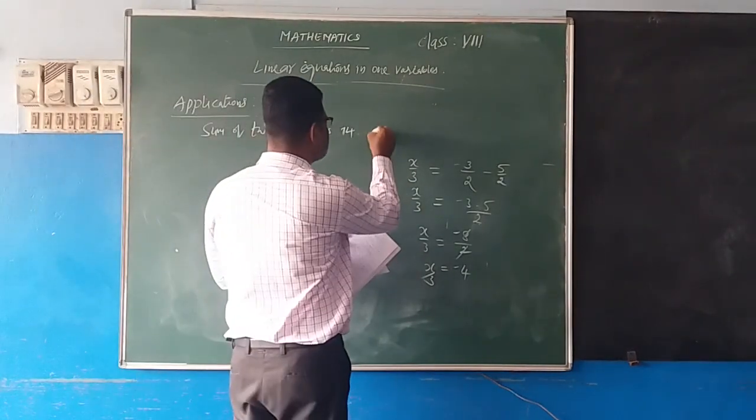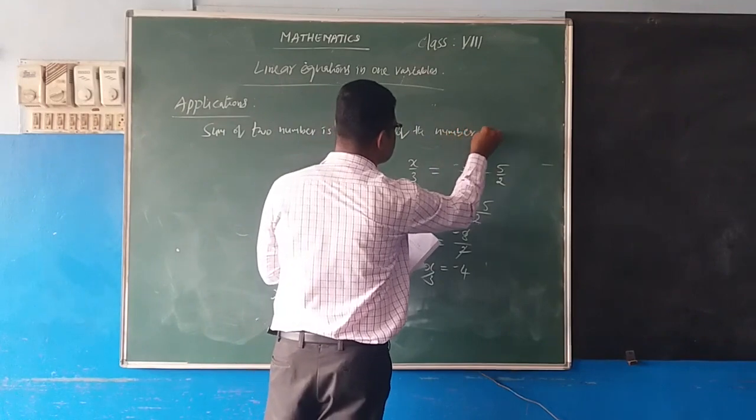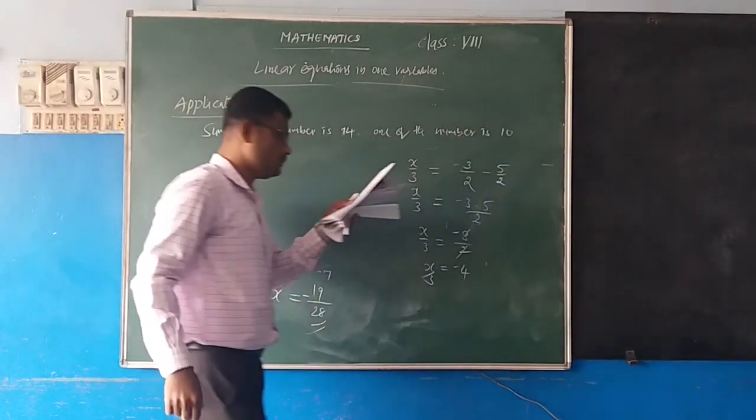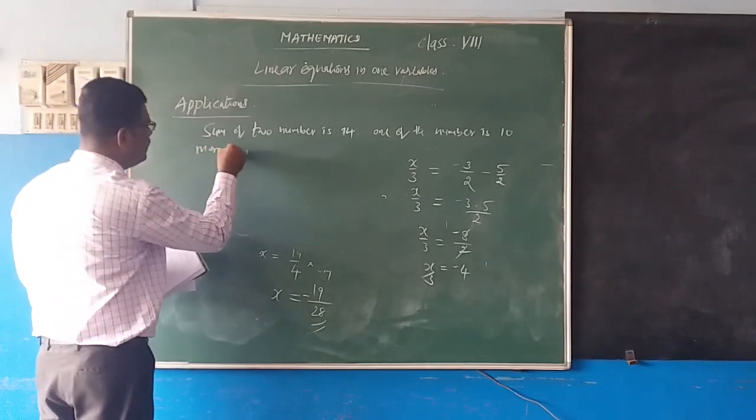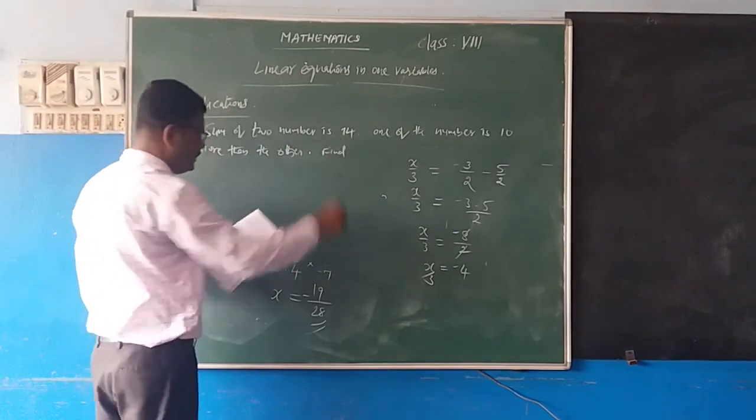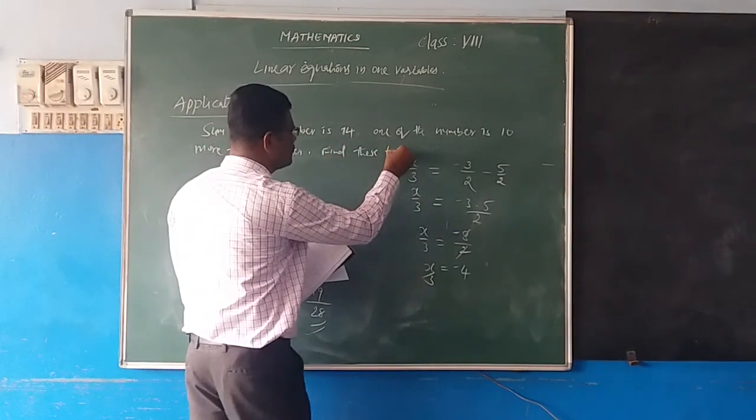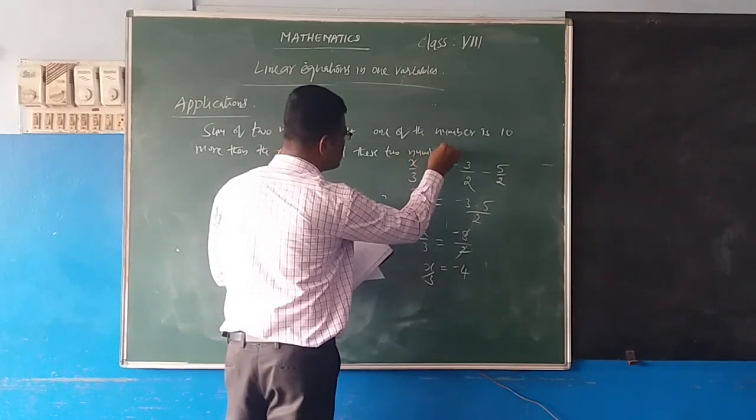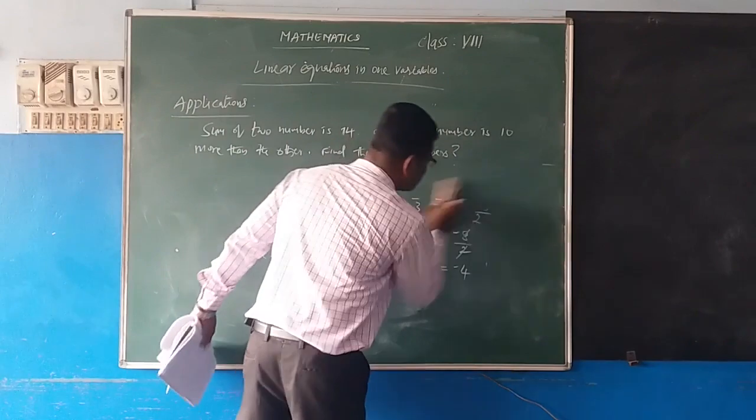One of the numbers is 10 more than the other. Question: find these two numbers.